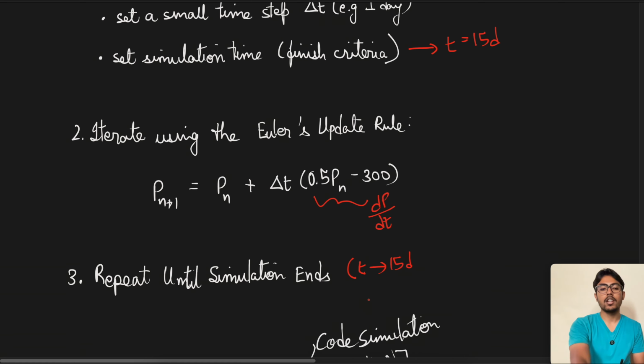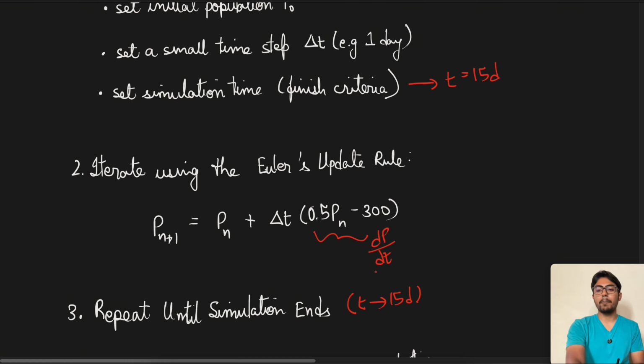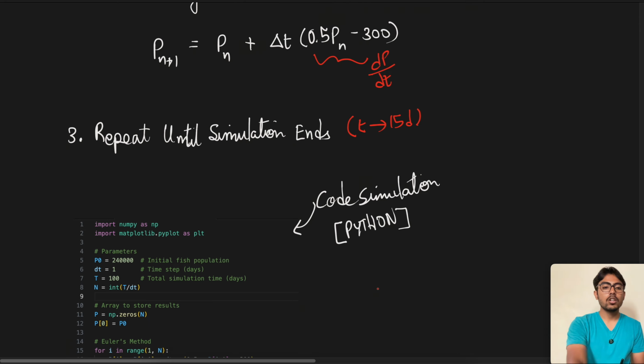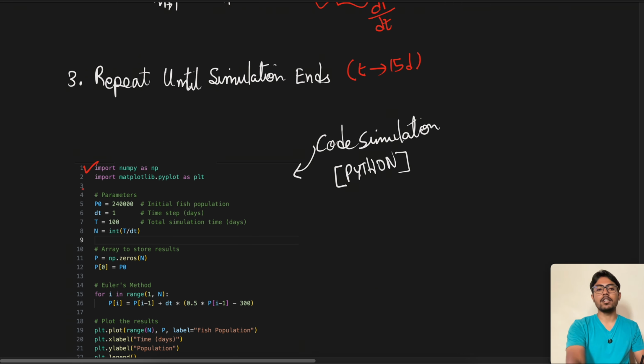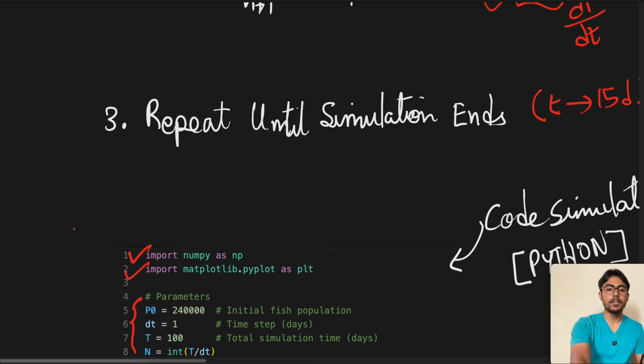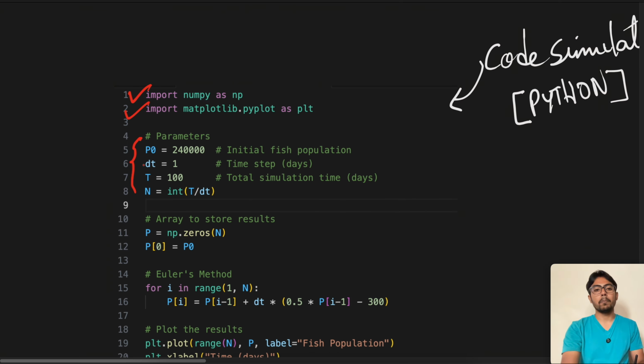So what I've done here is I have made the Python code, and we'll do a code analysis for that as well. We import the basic libraries NumPy and Matplotlib. Then we define these parameters. Let me zoom in a bit. P naught is the initial population, dt is the time step in days, and t is the total simulation time. In this case we are taking 100 days, and we'll also need the number of iterations that we are going to do, which is stored in n. That's why I am dividing t by dt.